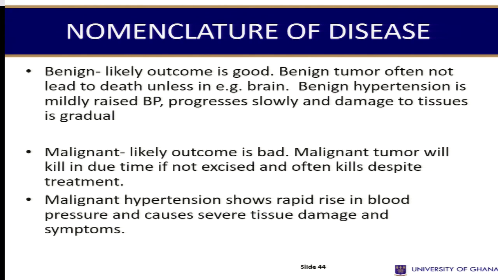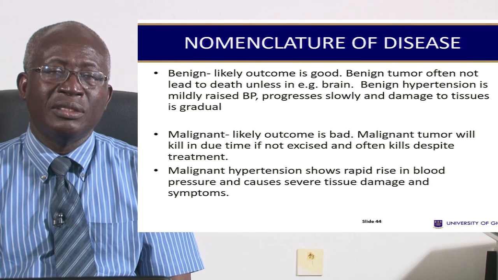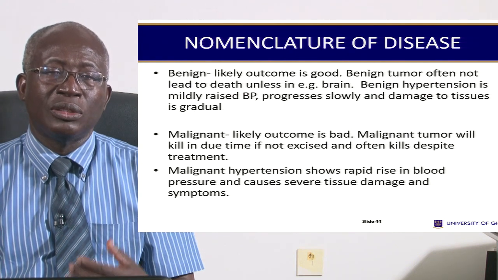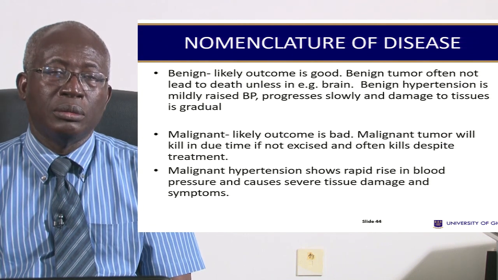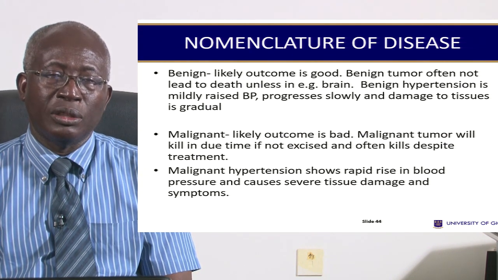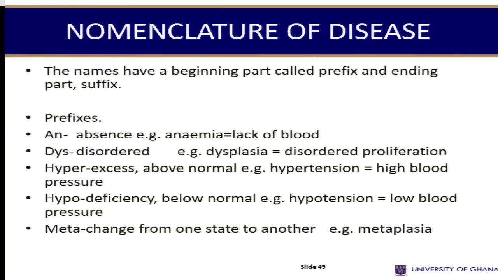So if you use it for a tumor, then it's a malignant tumor. It will kill in due time, if not removed. And even when it is removed, most of the time, it will still kill. So malignant tumors are equal to cancers. They are not good outcome. When you use it for other diseases like hypertension, it also shows that the hypertension is rapidly progressive and will kill if nothing is done. There is severe tissue damage and severe symptoms. Patient can die. So the terms that precede the disease names tell you whether it's severe, it is good prognostic, or otherwise.